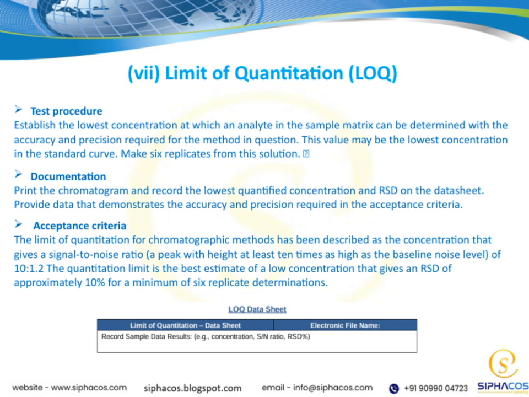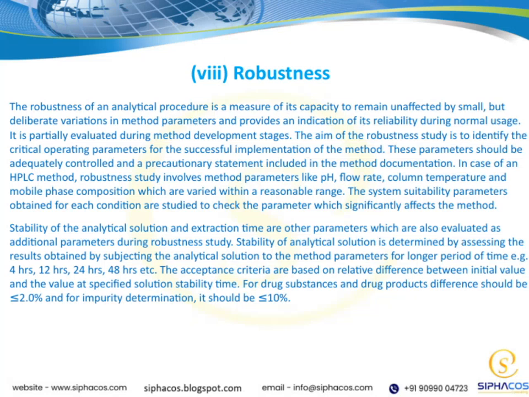Understanding these concepts is crucial because they ensure our analytical method is sensitive enough to detect and quantify low levels of analytes accurately, which is fundamental to the overall integrity of our testing process. Let's talk about robustness, which is a key aspect of an analytical procedure. Essentially, robustness measures how well the method can withstand small, deliberate changes in its parameters without losing accuracy or reliability.